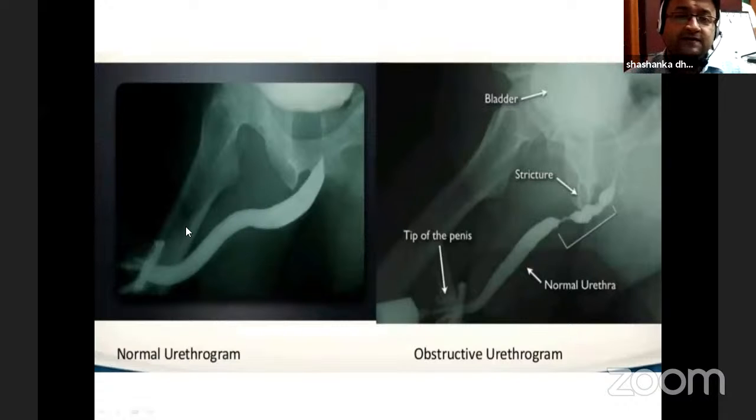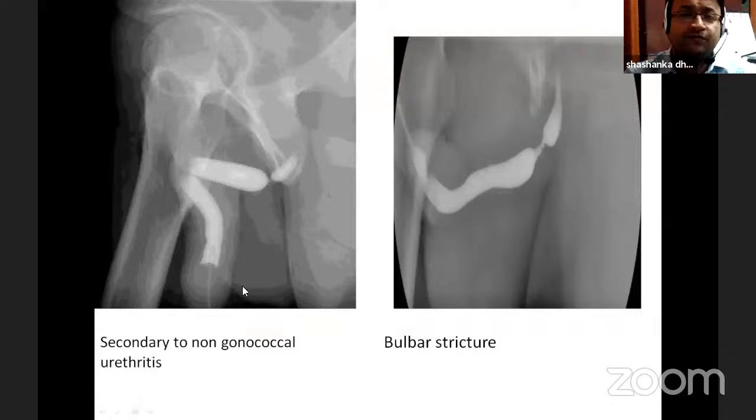Okay, this is the imaging test, urethrogram, retrograde urethrogram, where contrast is injected from the meatus, and when there's a stricture, you get a picture like this. This is the tip of the penis, this is the normal urethra, and this is a stricture in the bulbar part of the urethra. This is another image showing stricture in the urethra.